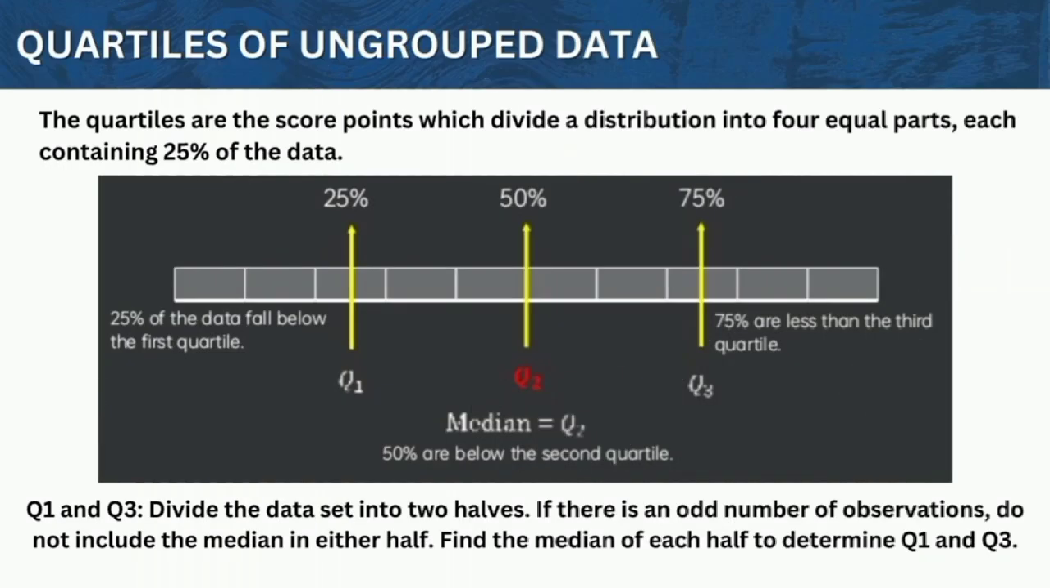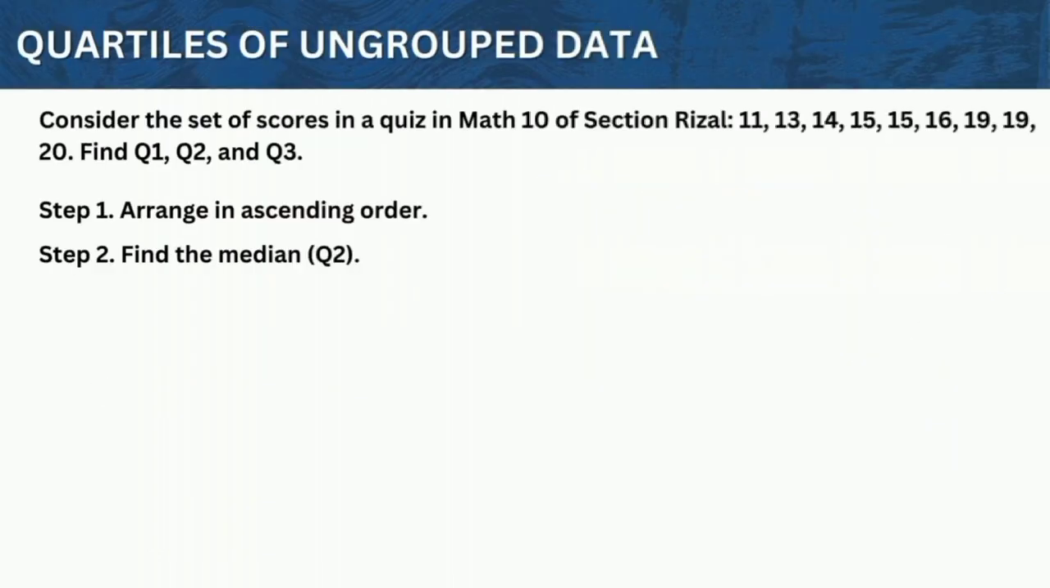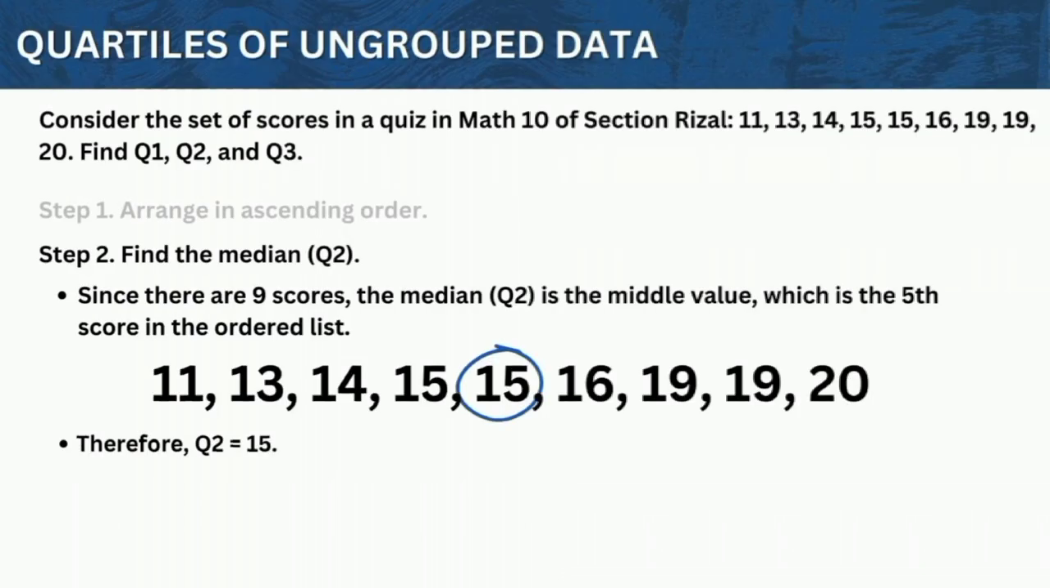For quartile 1 and quartile 3, divide the dataset into 2 halves. If there is an odd number of observations, do not include the median in either half. Find the median of each half to determine quartile 1 and quartile 3. Let's see an example. Consider the set of scores in the quiz in Math 10 of a section result. The data is already in ascending order, leaving us only with the task of identifying the quartiles.